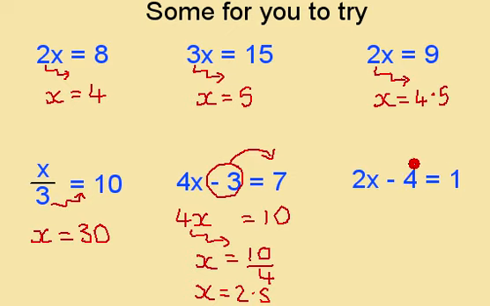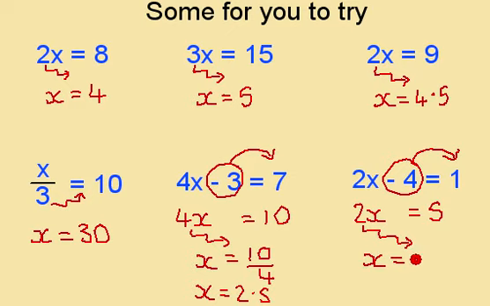Another combination, we've got float and ping first. So the -4 is going to float and ping and become +4. 1 plus 4 is 5. And then we've got 2 to go down the escalator. So x is 5 over 2, which is 2.5.